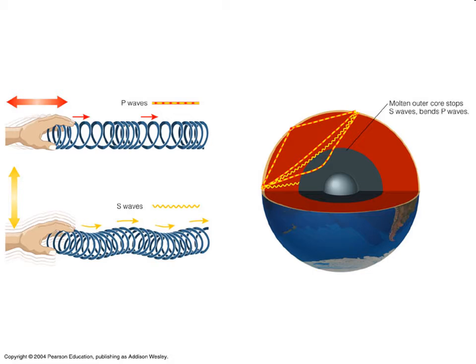Okay, so P waves, again, push and pull, and S waves make an S shape. I'm sorry, I said P waves go back and forth. P waves do not go back and forth. P waves go forward and backward, compress and expand, and S waves go back and forth, side to side, and make a squiggly motion.